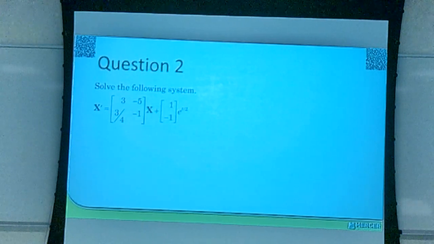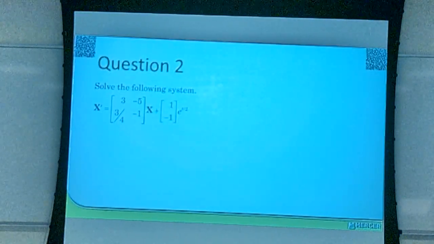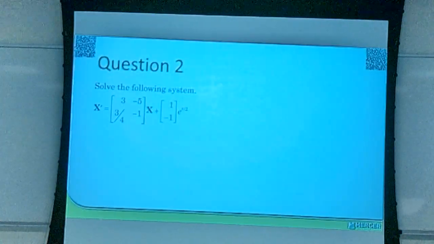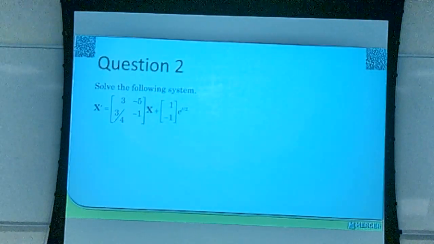Focus on just finding particular solutions. General solutions are just the complementary plus the particular. We're doing variation of parameters, right? So the first thing we have to do is form the fundamental matrix, which is finding a complementary solution.